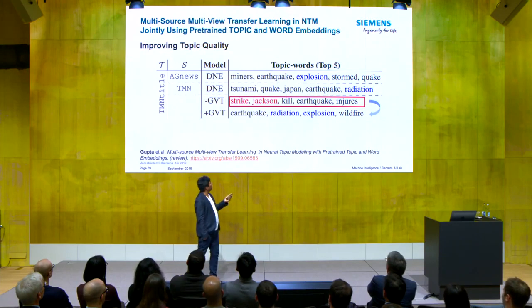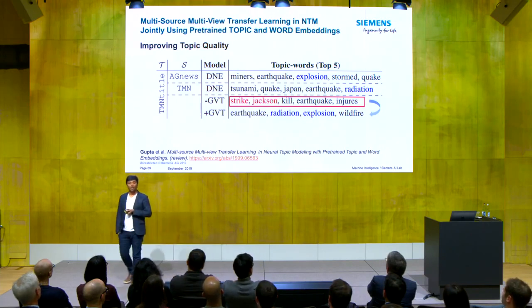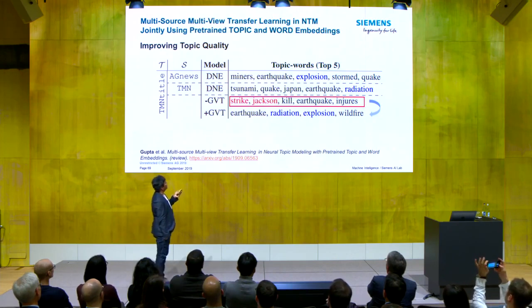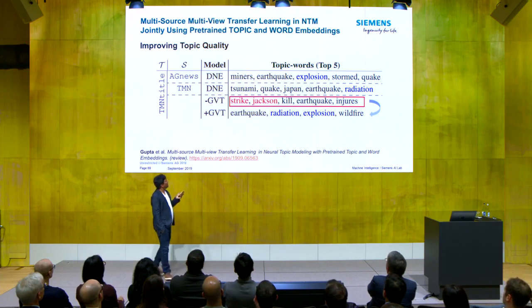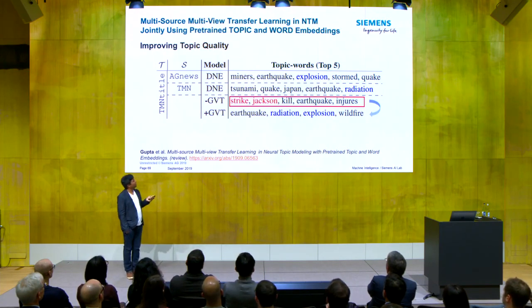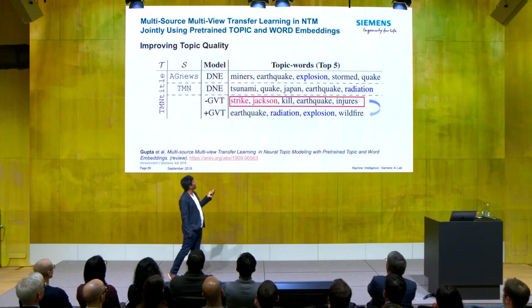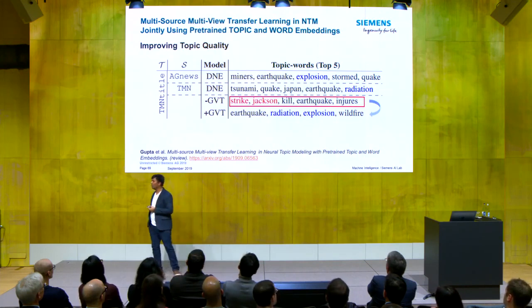So we found that minus GVT means you do not perform transfer learning. So without transfer learning, let's say this is a topic about natural calamity, where strike and Jackson could be noisy words. The idea of global transfer is that it imitates some of the topics from your knowledge base. For example, topic words explosion and radiation are imitated by this topic, and the topic becomes more coherent or more explanatory.